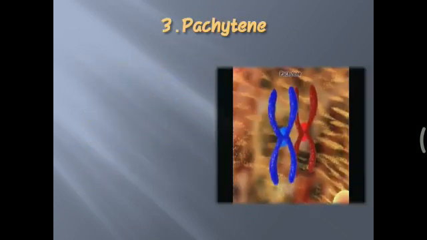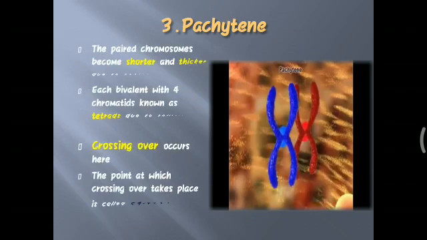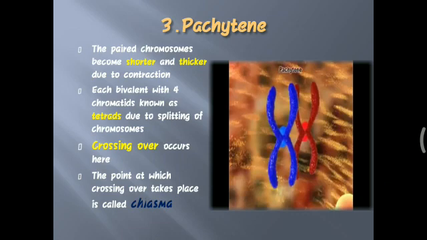Then the third is called pachytene or pachynema. The meaning of pachy is nothing but thick. You can see in the diagram how the chromosomes appear very thick in structure. It begins after the completion of pairing between homologous chromosomes, as we studied in the last phase, zygotene. In this stage, the chromosomes become shorter and thicker due to contraction.